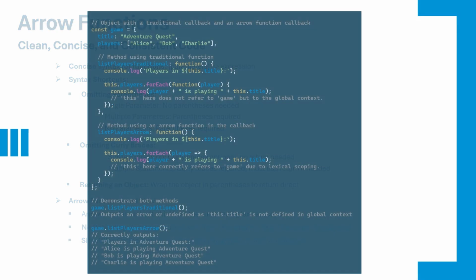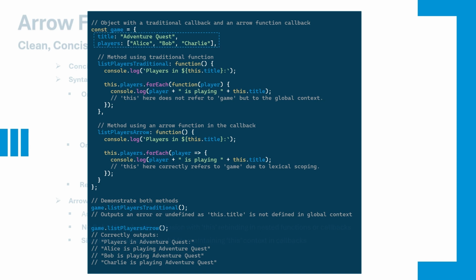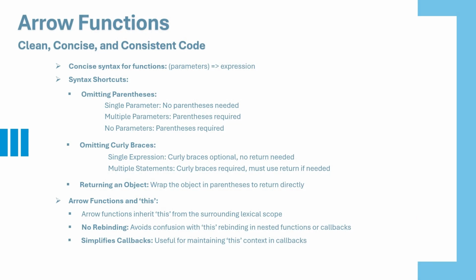In this example, we have a game object with a title and a list of players. We define two methods, one with a traditional function callback and one with an arrow function. When we run listPlayers, the traditional callback function within forEach does not recognize this as the game object. Instead, it points to the global context, causing this.title to be undefined. But with listPlayersArrow, the arrow function callback inherits this from its surrounding scope, correctly referencing game. This makes arrow functions a great way to simplify callbacks by keeping the expected this context intact.